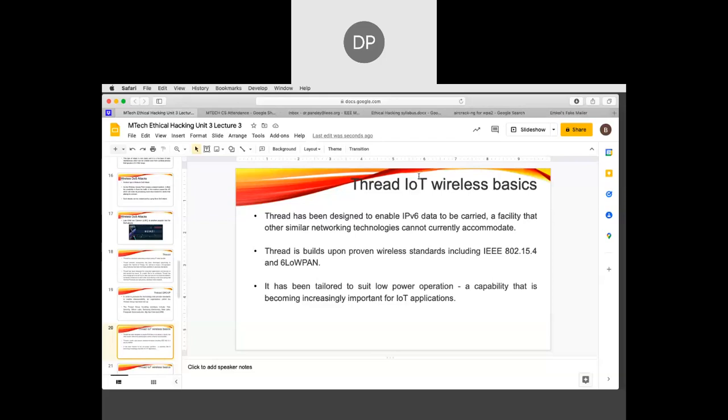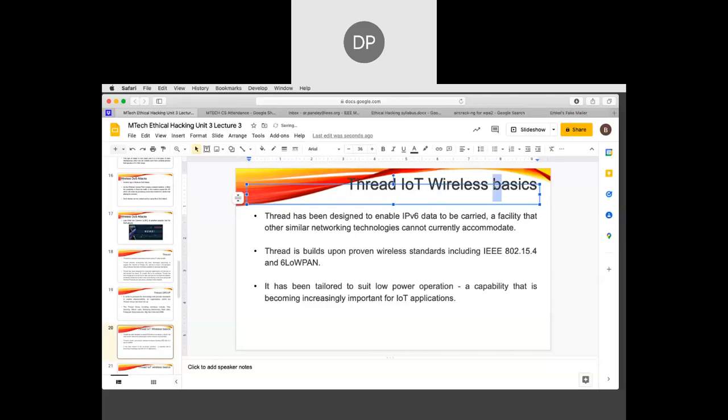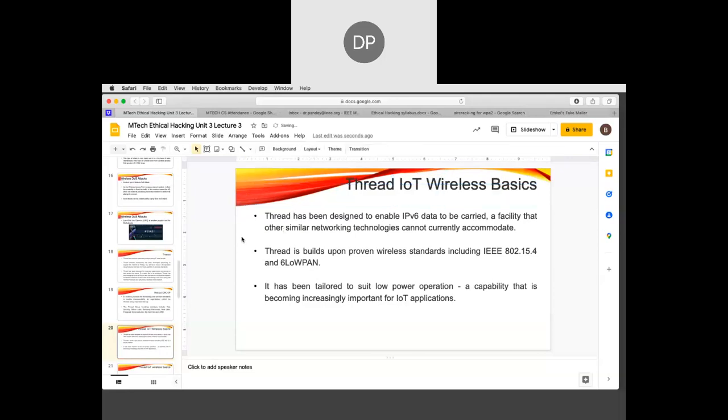Thread IoT wireless basics. Thread has been designed to enable IPv6 data to be carried, a facility that other similar networking technologies cannot currently accommodate. Thread is built upon proven wireless standards including IEEE 802.15.4 and 6LoWPAN. It has been tailored to suit low power operation, a capability that is becoming increasingly important for IoT applications.